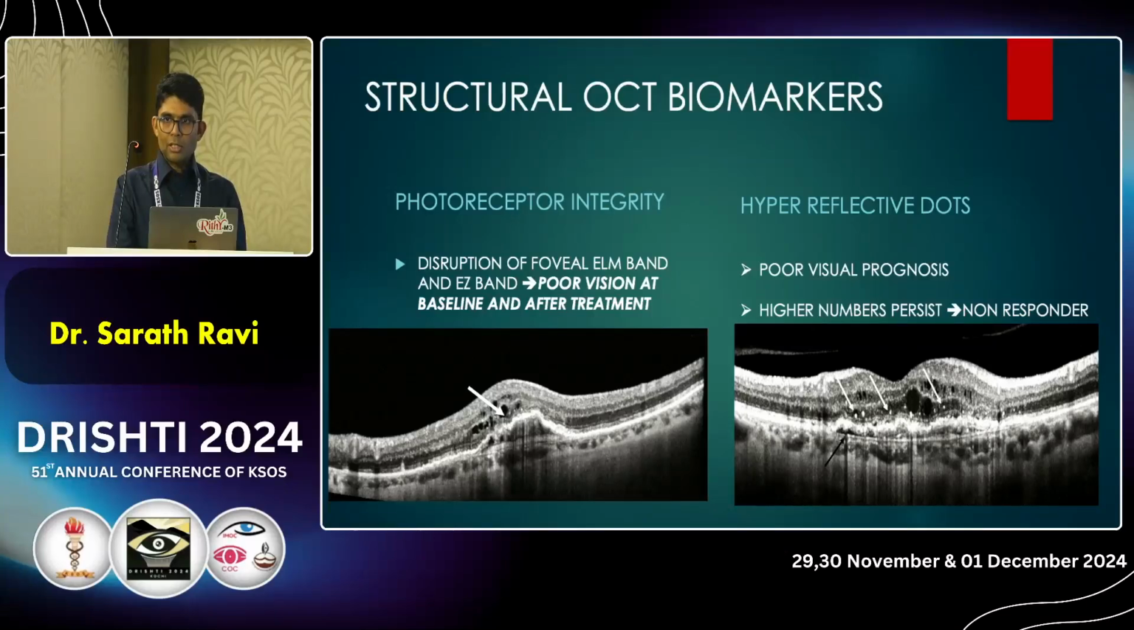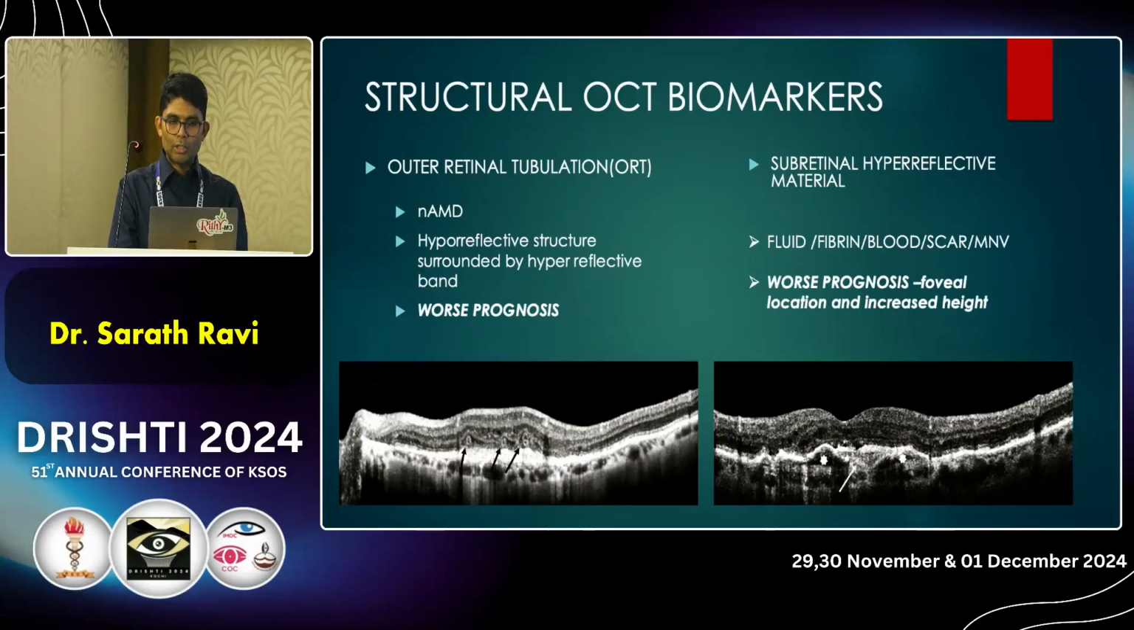Some of the structural OCT biomarkers include the photoreceptor disruption, which is very common in neovascular AMD. There is disruption of the foveal external limiting membrane or the ellipsoid zone, and it indicates a poor baseline visual acuity and poor response to treatment. Whereas hyperreflective foci are also seen in AMD, and these, in higher numbers persisting even after treatment, indicate a non-responder. The other structural OCT biomarker is the outer retinal tubulation.